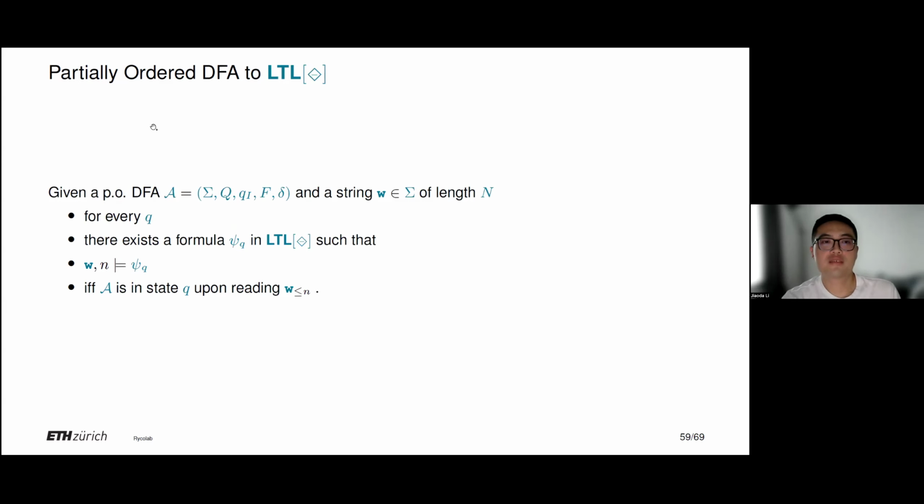And we proved that for such a partially ordered DFA, for every state Q, we can write a formula in LTL past, psi Q, such that psi Q is satisfied by a string at position n if and only if the DFA is in state Q upon reading the prefix up to n. So this means we can determine which state the DFA is in with a formula, right?